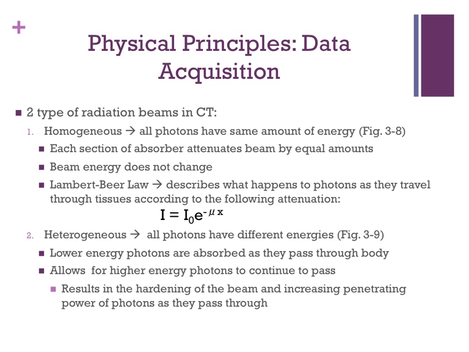So the Lambert-Beer law, we won't go into too much detail, but it's located right here on your slide, and it describes what happens to the photons as they travel through tissues according to the following formula. There's also a heterogeneous beam where all photons have different energies, and this is laid out in figure 3.9. Lower energy photons are absorbed as they pass through the body, which then allows for the higher energy photons to continue to pass through the body, which then results in the penetrating power of the photons to increase and the beam hardening to increase as it passes through.